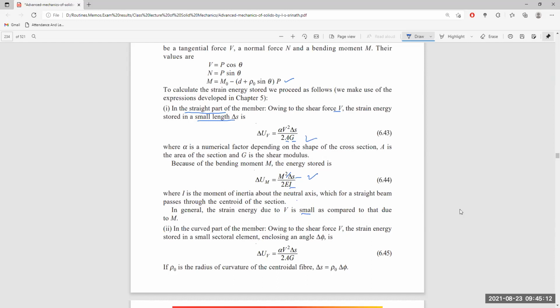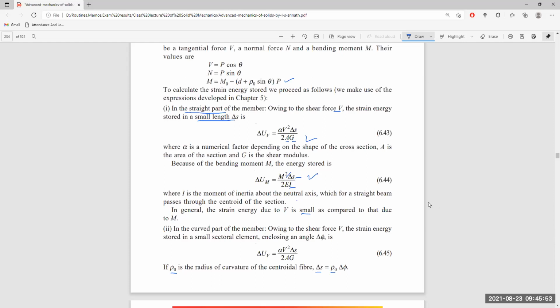Now, in the curved part of the system, going to the shear force, we have created another normal force as well as a bending moment. But for the shear force energy V, the same equation we will use. The strain energy stored in a small sectoral element owing to the angle delta phi is given as alpha V squared by 2 into delta S divided by 2 into A into G, the same formula we are using, where rho 0 is the radius of curvature of the central fiber, and delta S is equal to rho 0 into delta phi.